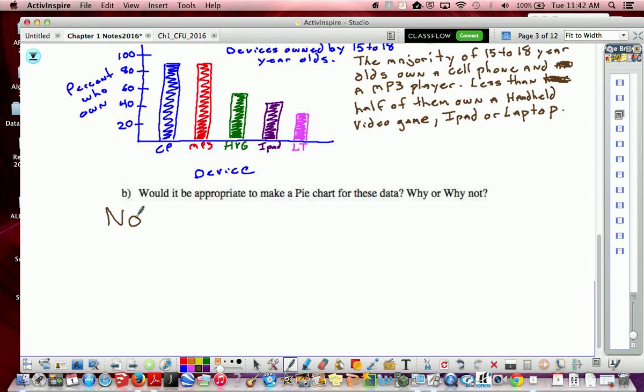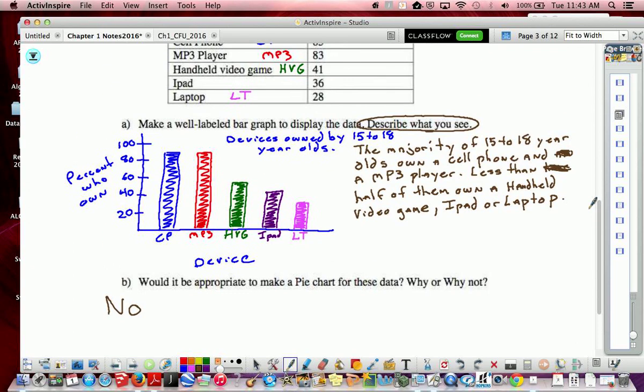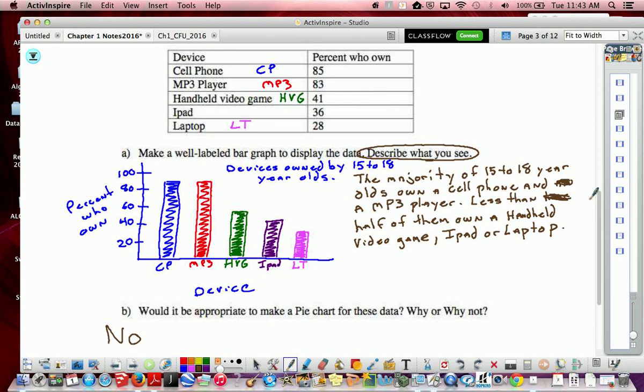Okay. So all of these percentages, when we're doing categorical data and you want to do a pie chart, it has to be on a single individual or a single piece of data. In this case, one piece of information we did was cell phone. Well, either you own a cell phone or you don't. So if I said didn't own a cell phone, I could make a pie chart for that because 85% do, 15% don't. But we have several different categories, and the individual could fall into multiple categories. Do you own a cell phone and an MP3 player?